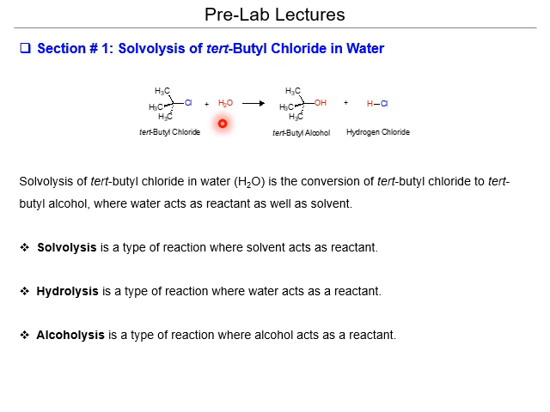We have two other kinds of reactions: hydrolysis and alcoholysis. Hydrolysis is a type of reaction where water acts as a reactant, just a reactant. Alcoholysis is a type of reaction where alcohol acts as a reactant. But the reaction whose rate and kinetics we are going to consider today is a solvolysis reaction where water acts as a solvent and reactant.